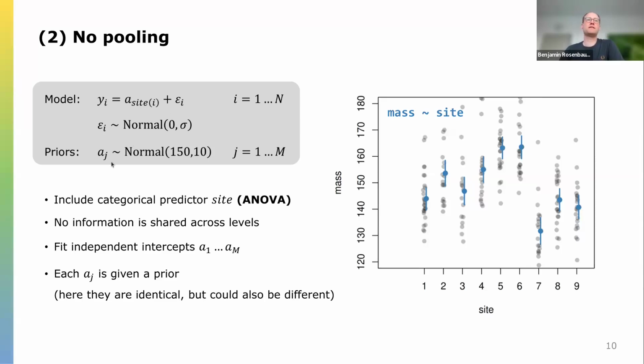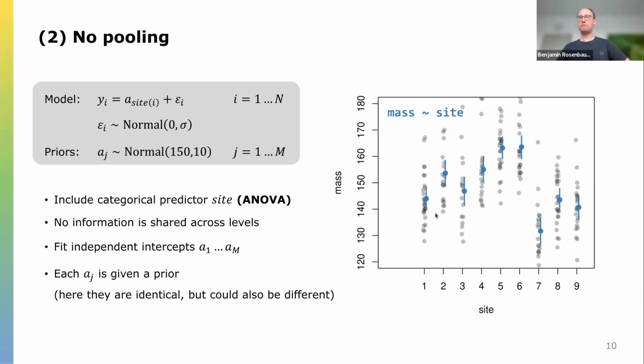So each of these intercepts can be given a prior. Here they are all the same. However, they don't have to be the same. I can also say, okay, for each site, maybe I have information there, I want to have a different prior. But that's actually not that important. The important thing is just that I specify a prior with some values I have. So these intercepts are basically independent, right? They're all given their own intercept.